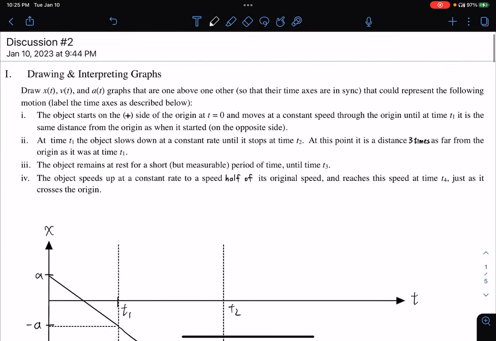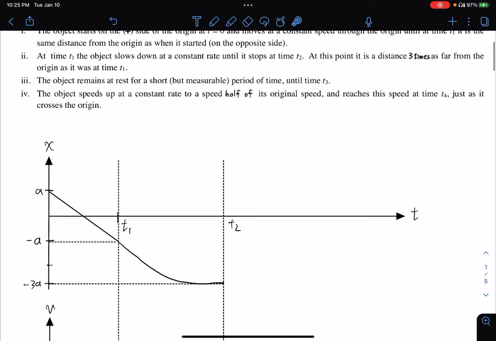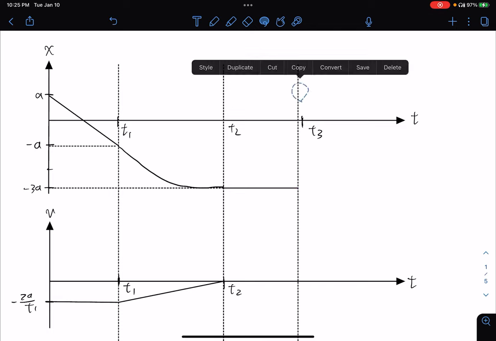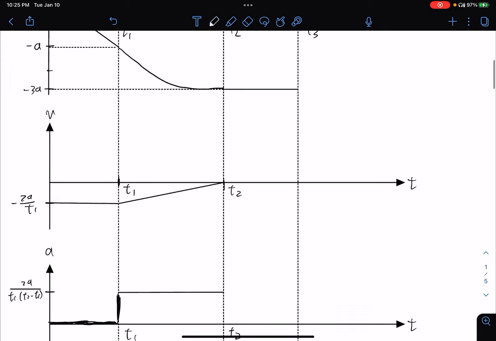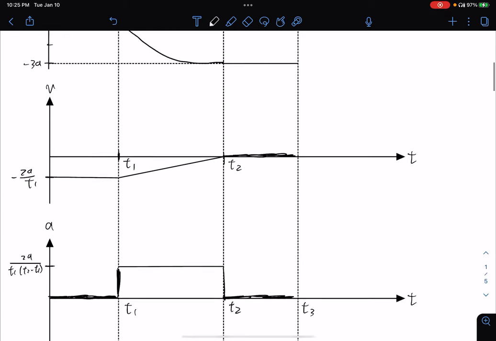Now, let's move on to part 3. The object remains at rest for a short period of time. So the position of this object will stay the same during this time period. And the speed will then, of course, be 0 because it's not moving. And the velocity maintains at 0, which gives us a 0 acceleration. So the acceleration becomes 0 again between t2 and t3.